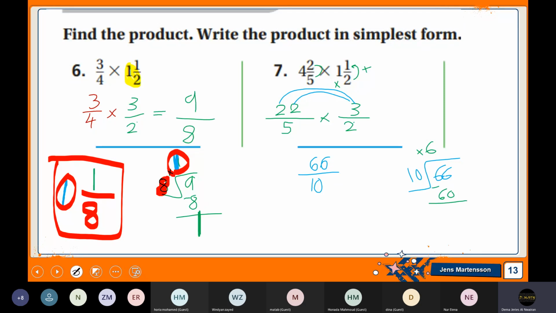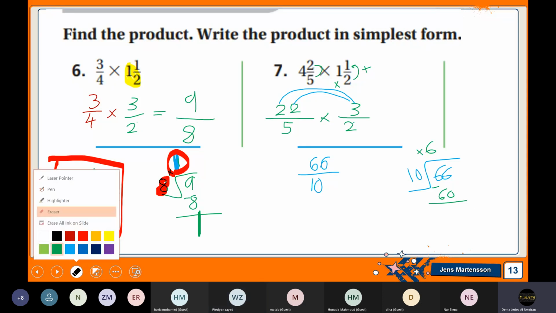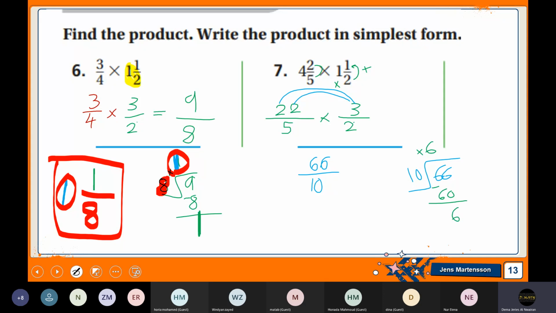Then 6 minus 0 equals 6. Bravo. It's 6. And 6 minus 6 equals 0. So how do we rewrite it now as a mixed number?